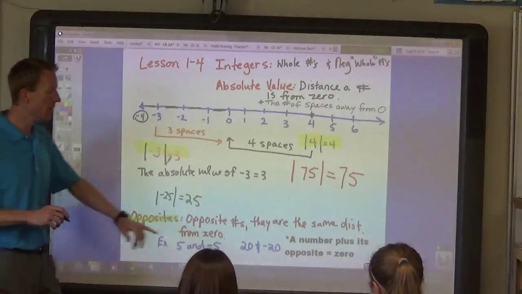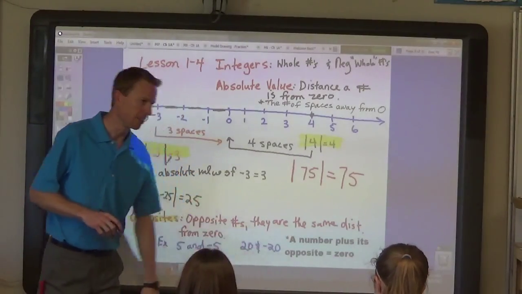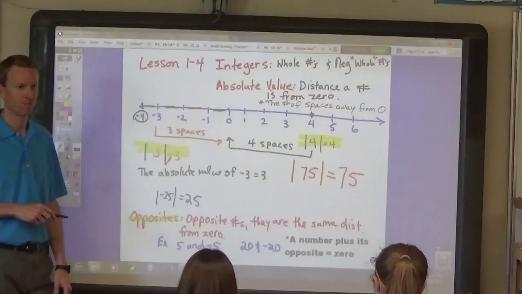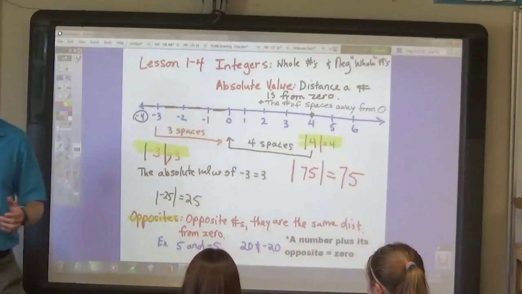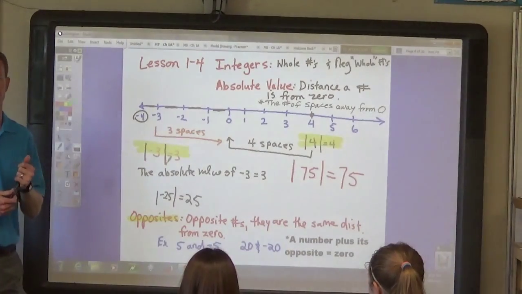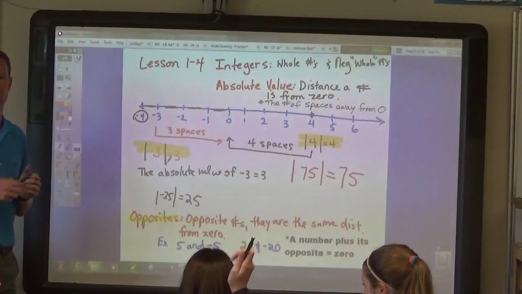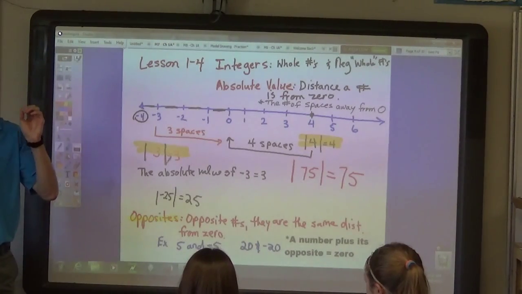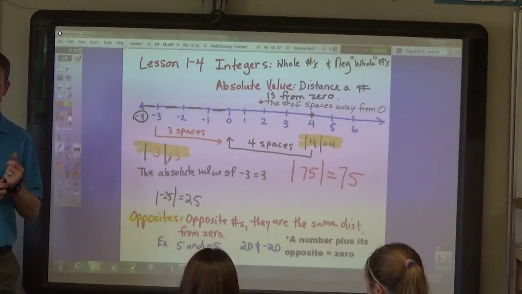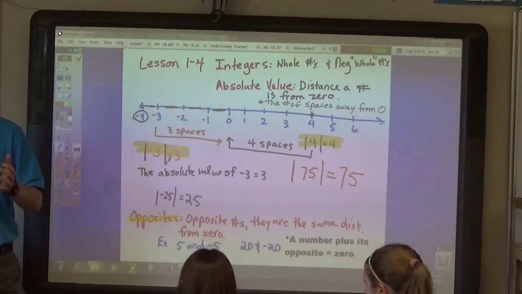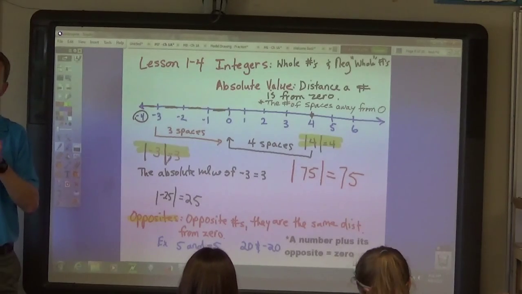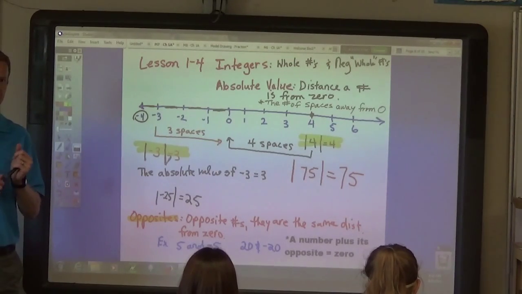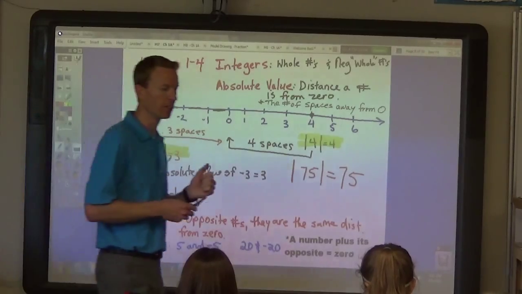So, a number plus its opposite. What if you have two numbers, like 5 and negative 5? What's 5 plus negative 5? Amelia? It's 0. 7 plus negative 7. Sam? 0. 20 plus negative 20. Class? 0. And if you add opposites together, they equal 0. When you add opposites, they equal 0.